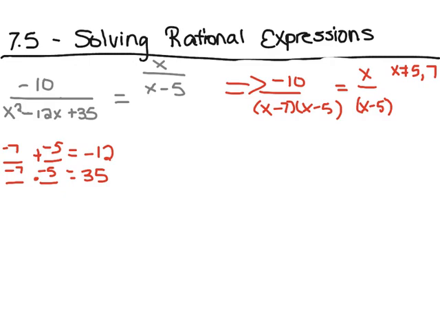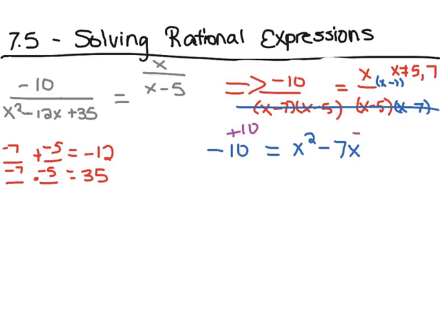Now we're going to multiply to make our denominators the same. So this side we're going to multiply by x minus 7, and the other side is fine, so we can cross out the bottom. So we should be left with negative 10 is equal to x squared minus 7x. We're going to add 10 to both sides. So we have 0 is equal to x squared minus 7x plus 10.